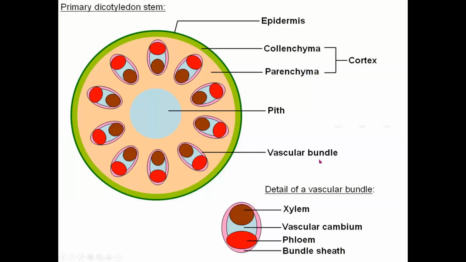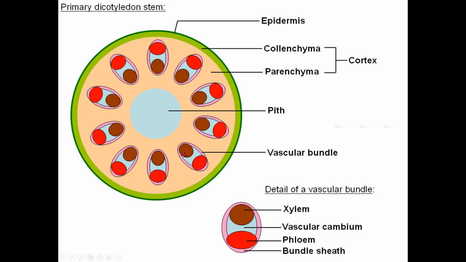I remember we talked about dicotyledons and monocotyledons and how they're different. They have different types of leaves, different types of flowers, and in fact, the stem looks different. So here we have a drawing of a dicotyledon, of a dicot stem, and each one of these is called a vascular bundle. So here's a diagram of it, just so you have an idea.